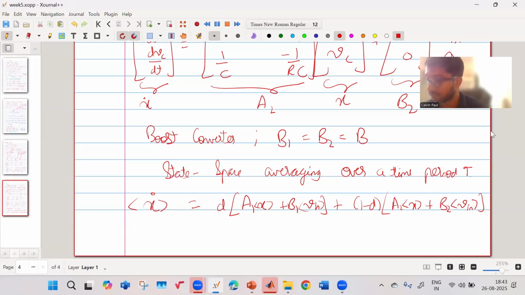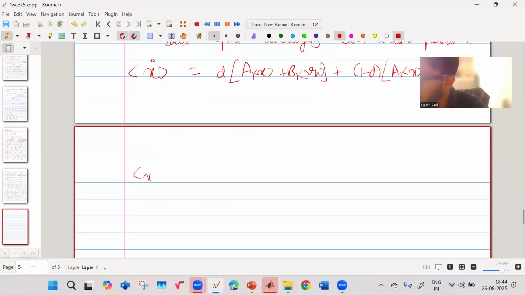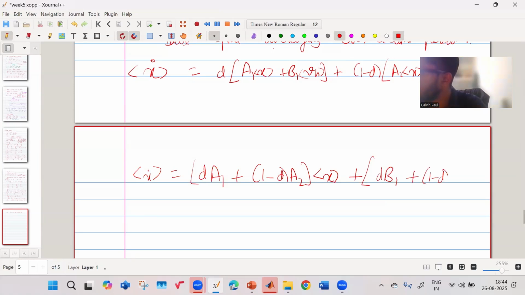Let us say we get x dot is equal to d into a1 plus 1 minus d into a2, average x, plus d into b1 plus 1 minus d into b2, into average of vn.